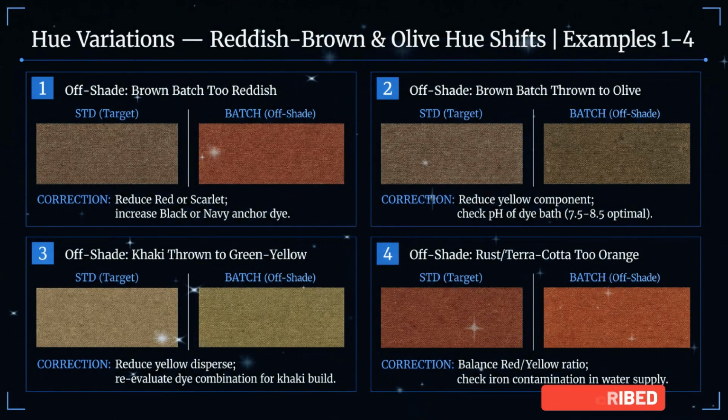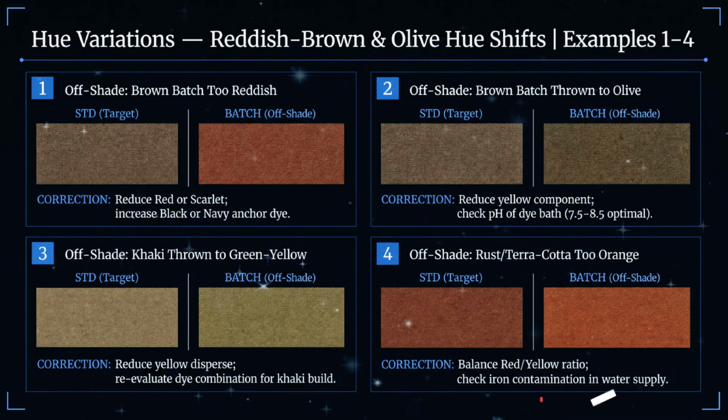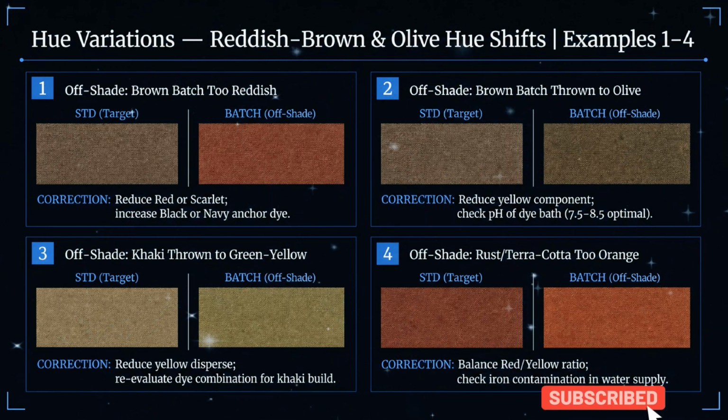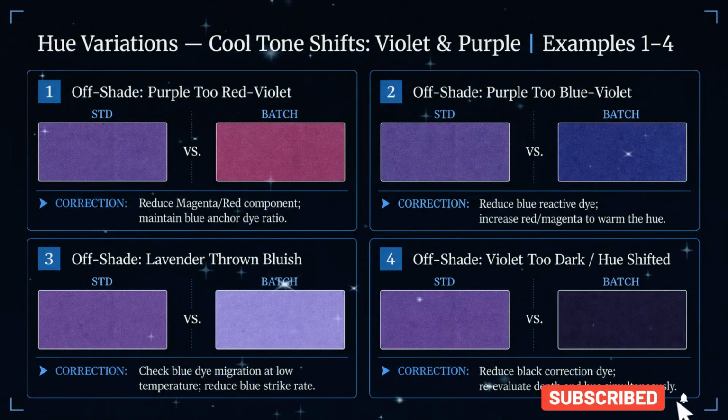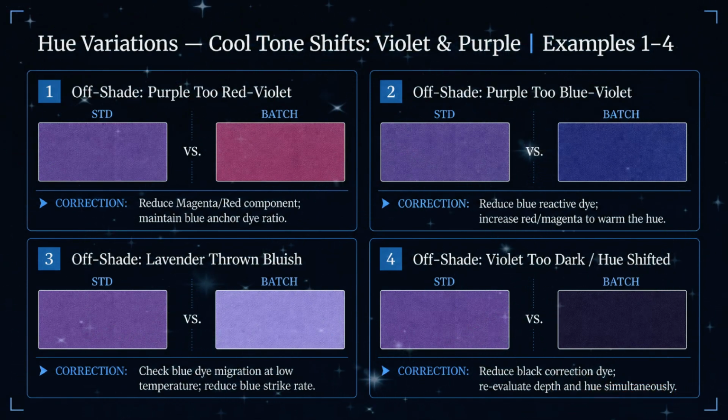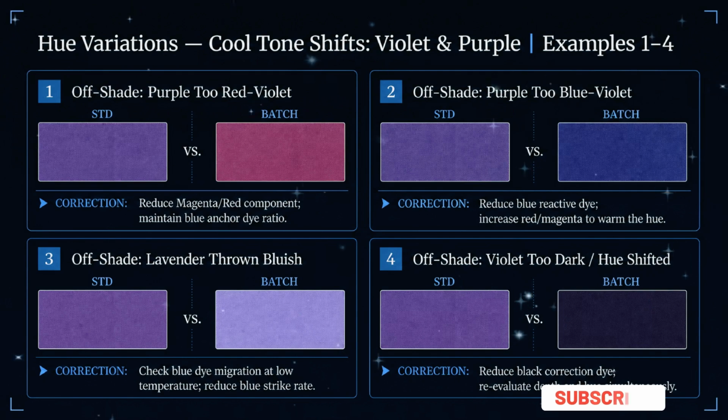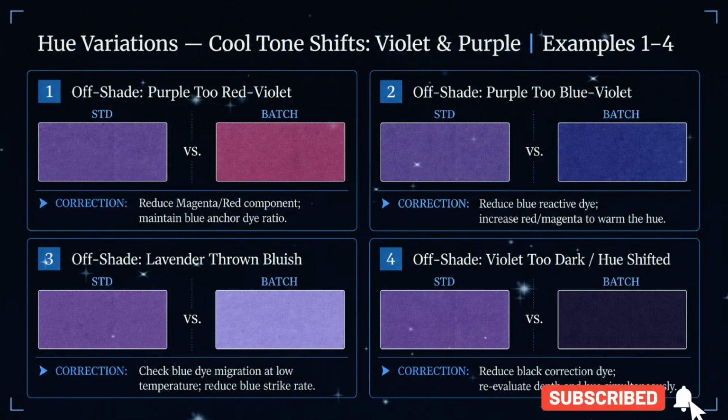The examples include corrections for brown batches that are too reddish or thrown to olive, khaki thrown to green-yellow, and rust terracotta that is too orange. Next are cool tone shifts, specifically violet and purple. These examples detail corrections for purple batches that are too red-violet or too blue-violet, lavender thrown bluish, and violet that is too dark or shifted in hue.